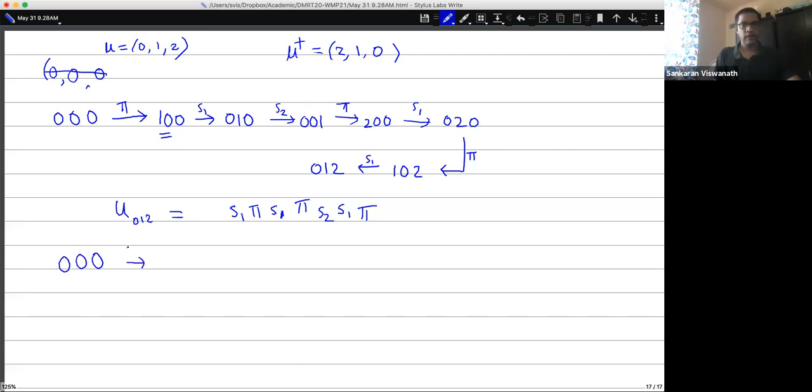So here I apply pi, I get 1, 0, 0. I apply pi again, so I get 1, 1, 0. Okay, now here's an inversion. So we apply S2 at 1, 0, 1. You apply pi again and you get 2, 1, 0. Okay, so observe it's shorter.